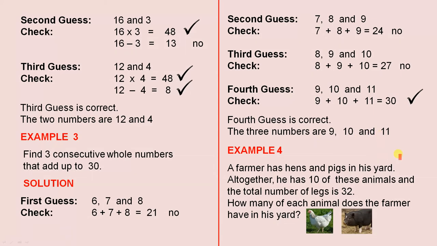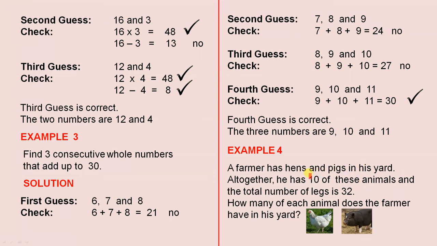This is a very interesting sum. A farmer has hens and pigs in his yard. Altogether he has 10 of these animals. The total number of legs is 32. How many of each animal does the farmer have in his yard? So let's see how we do this.